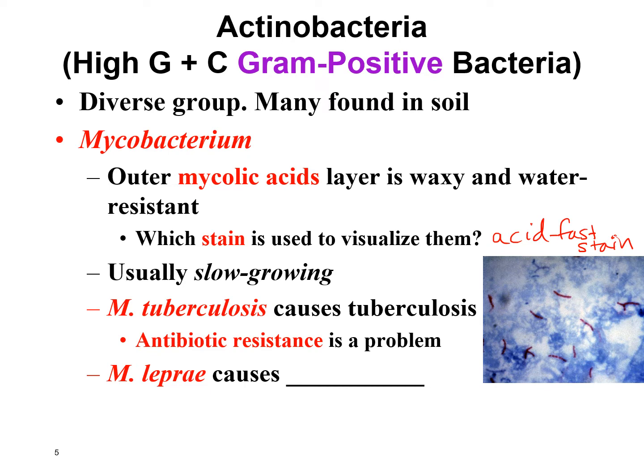There's two that we're going to talk about that cause disease in people. We have Mycobacterium tuberculosis that causes tuberculosis or TB. And unfortunately, we're having a lot of antibiotic resistance with Mycobacterium tuberculosis, and we'll talk about that one later. And then we also have Mycobacterium leprae, which we talked about before as the cause of leprosy.